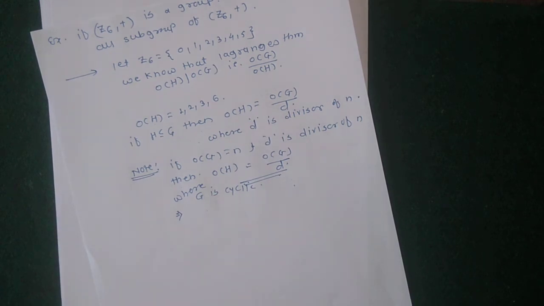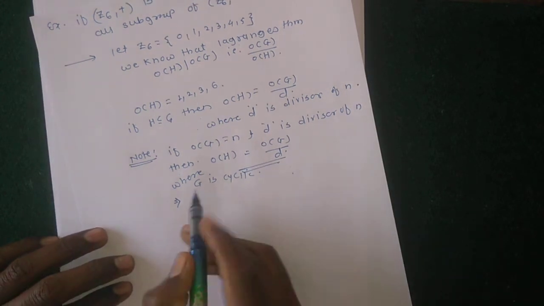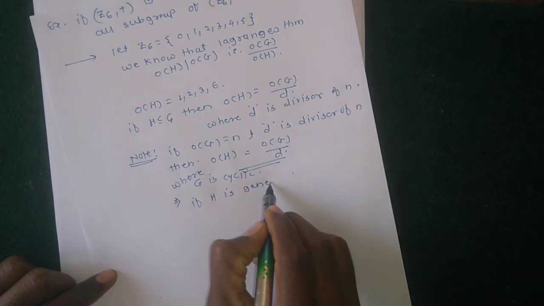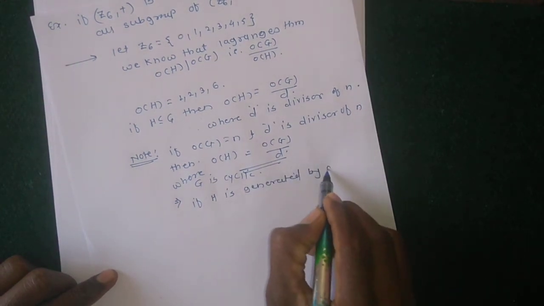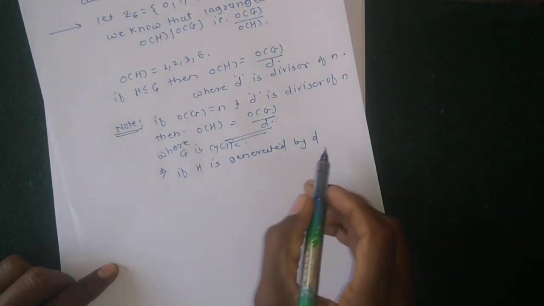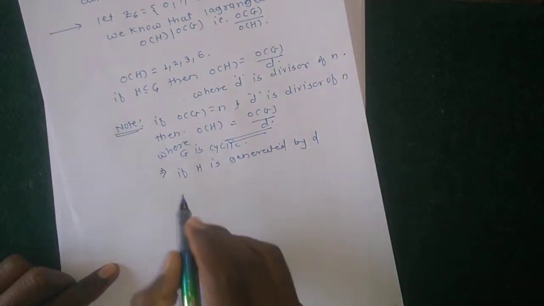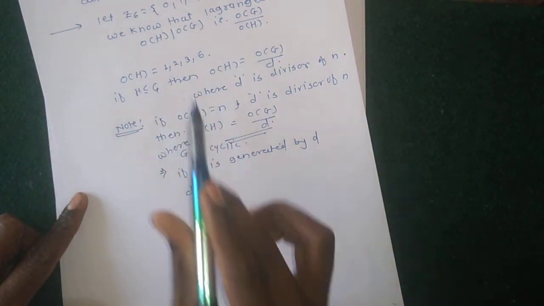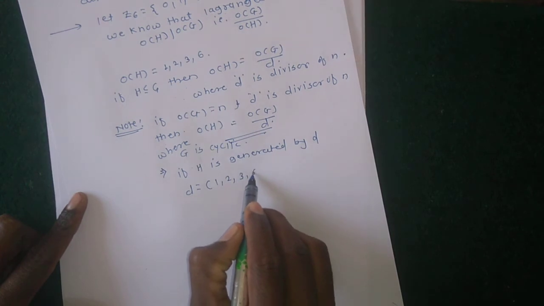Okay, G cyclic means G has a generator. G is generated by a, then a raised to r is also in G, and all elements of G are of the form a raised to r. Using this, how do we solve it? If H is generated by d, then d is a divisor of n. The divisors of 6 are 1, 2, 3 and 6.